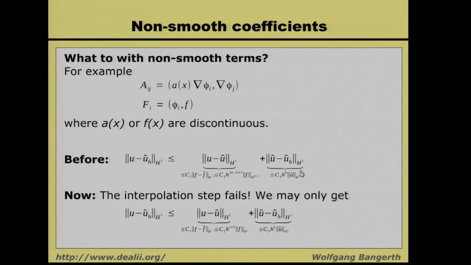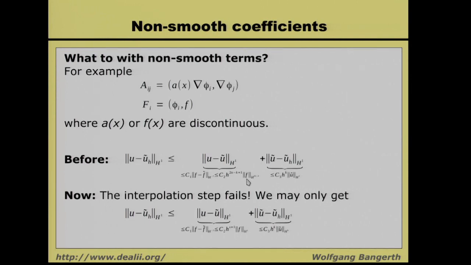This term, again, I know what it is. It's h to the k. And before, I had that this thing here converges with the H minus 1 norm of f minus f tilde, which was h to the 2n minus k plus 1. But this step fails now, because if f is not smooth, then I cannot form the H to the n minus k norm of f.